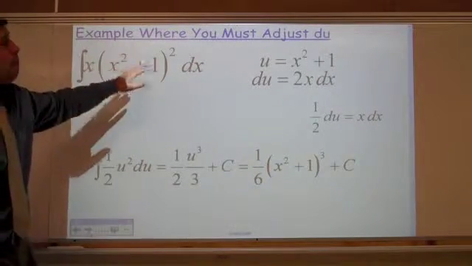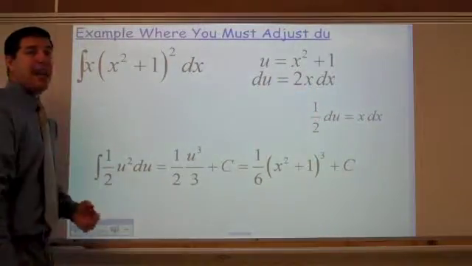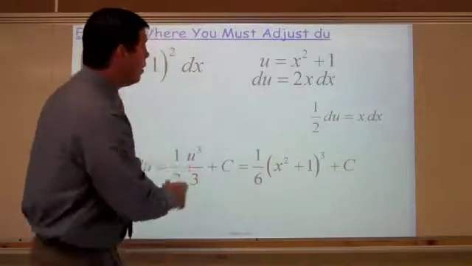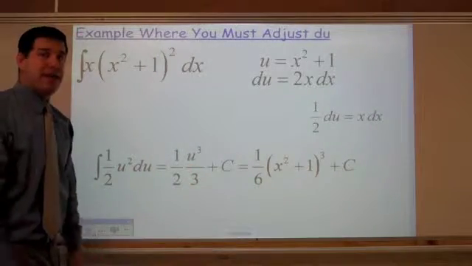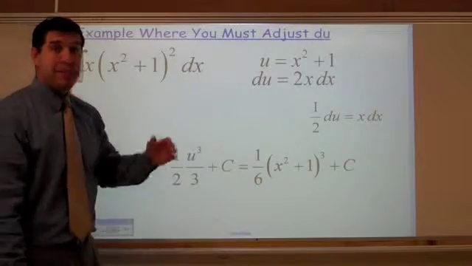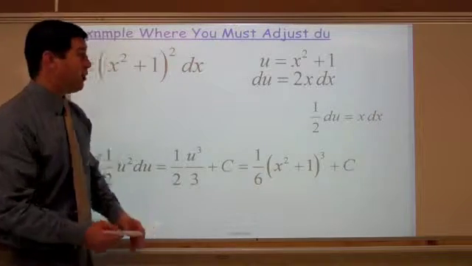Now, here's an example where you must adjust du. This is the second type of example, kind of like the second tier, where you've got to do a little bit more in order to find this indefinite integral. But if you follow these steps, if you listen to what I say, it shouldn't be that bad. It shouldn't be bad at all, actually.